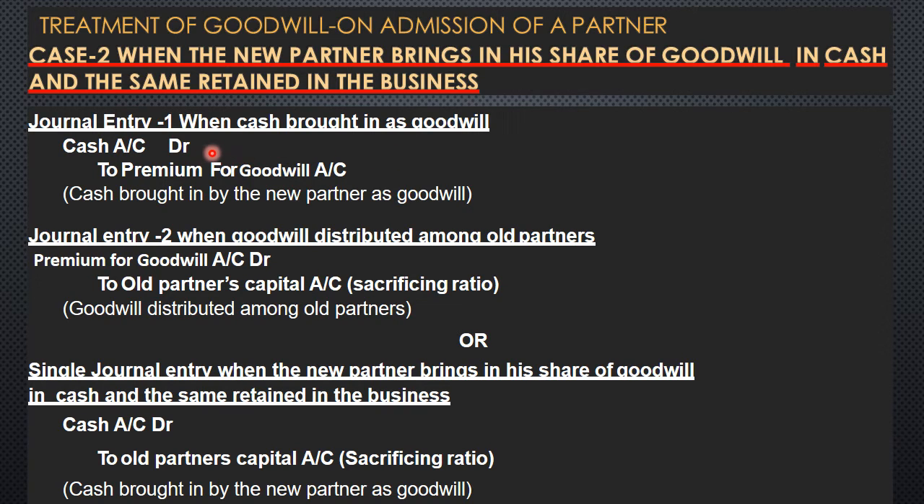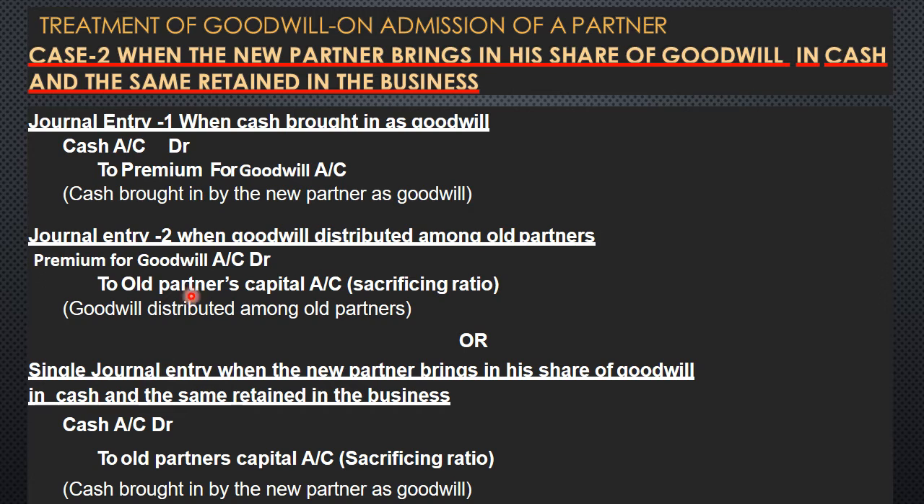That entry is cash account debit to premium for goodwill. And journal entry number 2, when that amount which he brings for goodwill is to be distributed between the sacrificing or old partners. That entry is premium for goodwill to old partners' capital account. Please keep this thing in your mind: that amount of goodwill is to be given to sacrificing partners only.